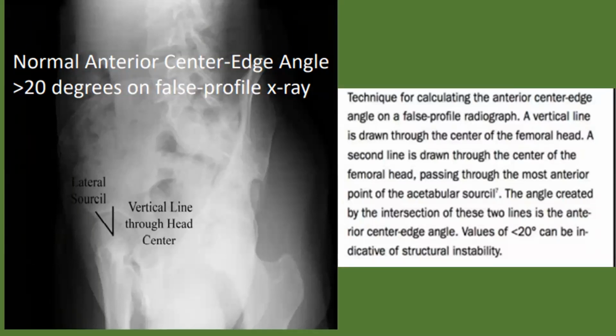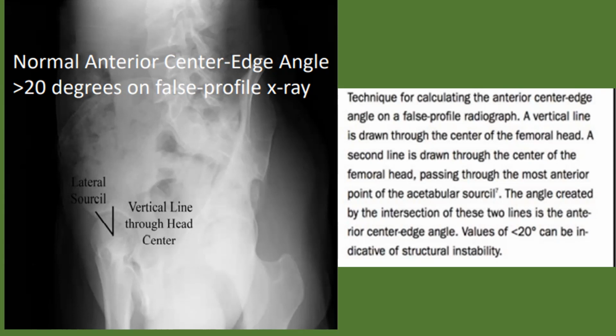Now, you should know how you take a full profile view. This is a full profile view. And when you do a CE angle, if it's less than 20, it will tell you that the patient has a dysplastic hip. It will tell you that the hip is subluxed. And it will tell you that there is more force on the head, and this with time will lead to degenerative arthritis.